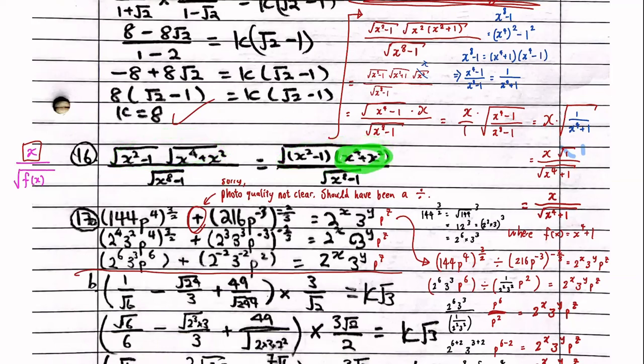Here, x power 4 plus x squared. Do you notice there's a common factor of x squared? You can take out.